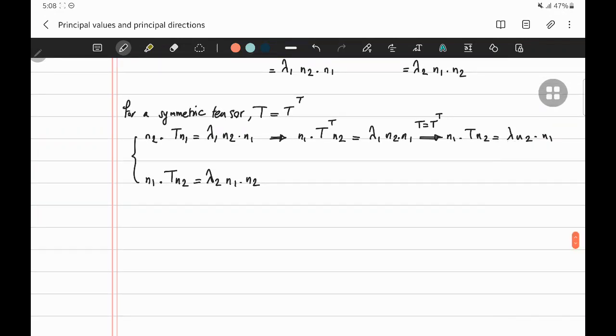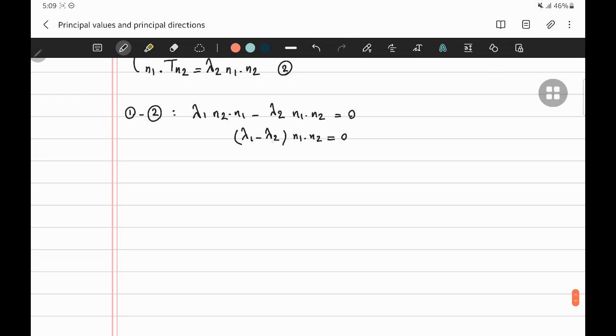So we have two equalities here, and we can subtract them from each other. We call this one 1 and this one 2. So 1 minus 2 gives, this cancels out with this one, so we have lambda 1 n2 dot n1 minus lambda 2 n1 dot n2. And you know, n1 dot n2 is equal to n2 dot n1, because this dot product is a scalar, so we can substitute one with the other. I can rewrite this as lambda 1 minus lambda 2 times n1 dot n2, and this is equal to 0.